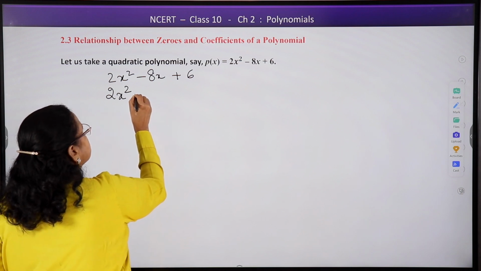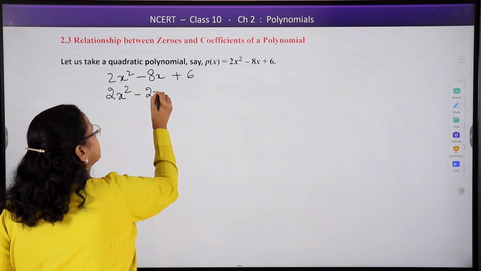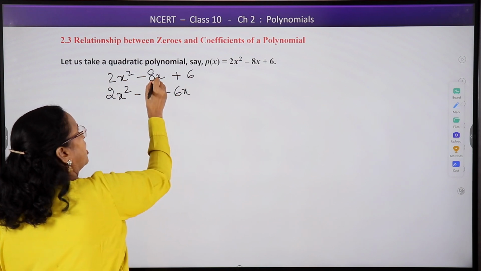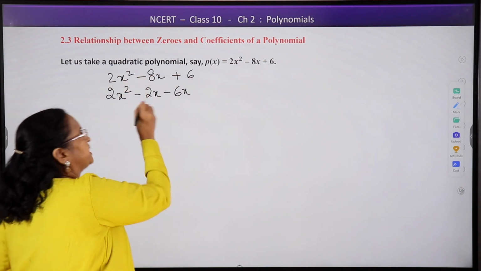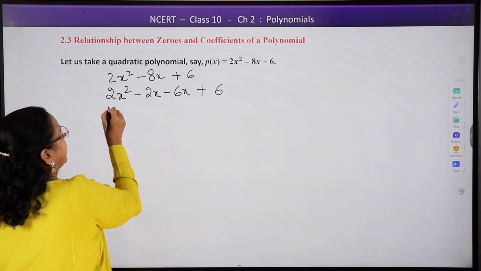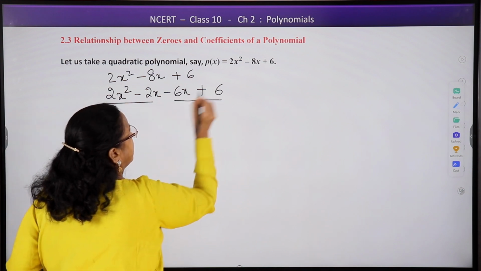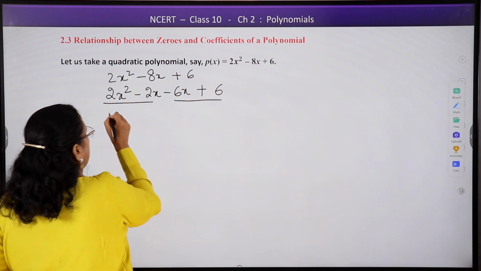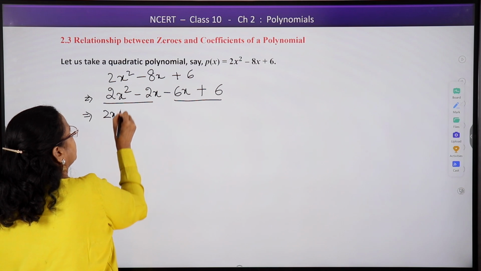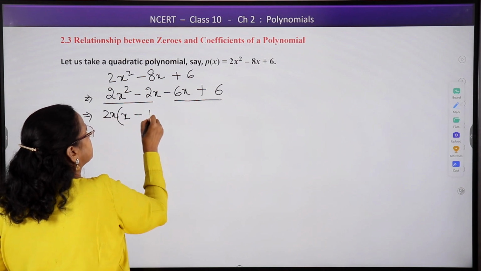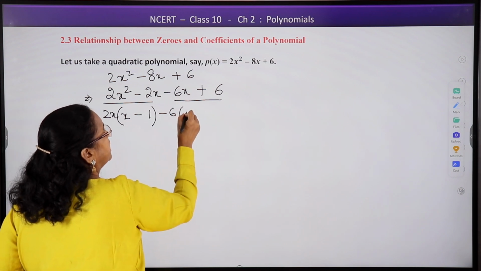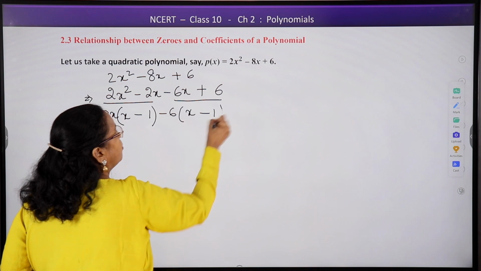Alright, so 2x square minus 2x minus 6x. Minus 2x minus 6x forms minus 8x, so 2 and 6 are taken, plus 6. Now I write like this, underline for convenience. Now that implies 2x taken common, x minus 1. Minus 6 taken common, x minus 1.